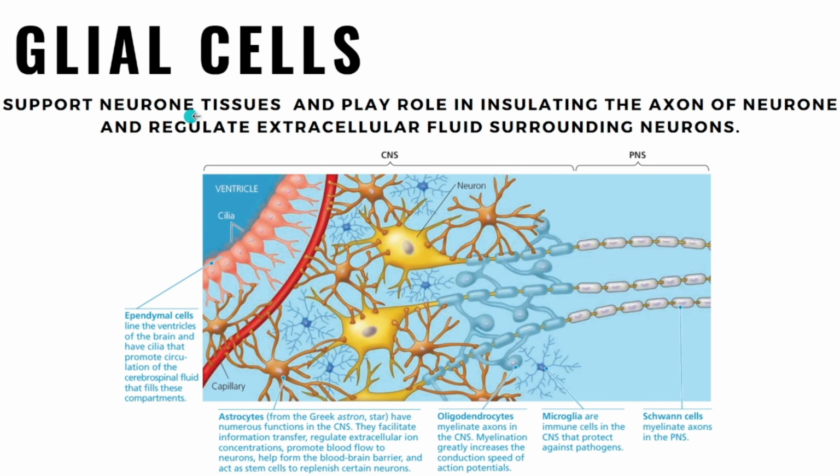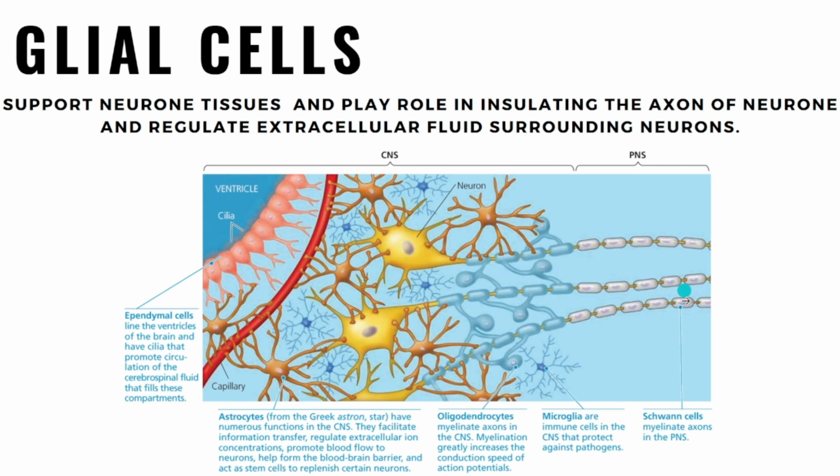This is another structure of the nervous system, which we call glia cells. Glia cells. So where are they located? Normally they are located to support the neuron tissue and play the role of insulating the axon of the neuron and regulating the extracellular fluid surrounding the neuron.